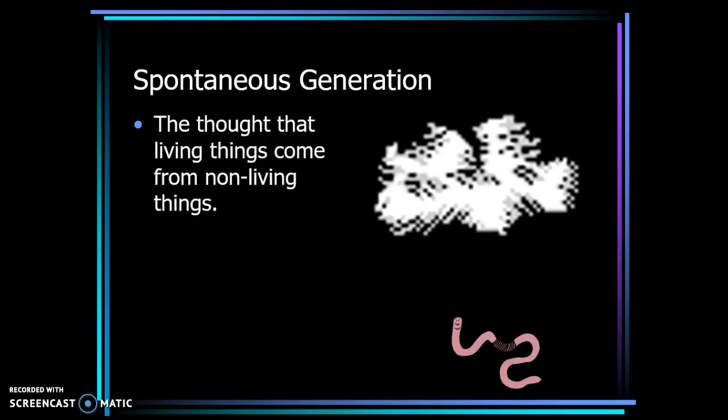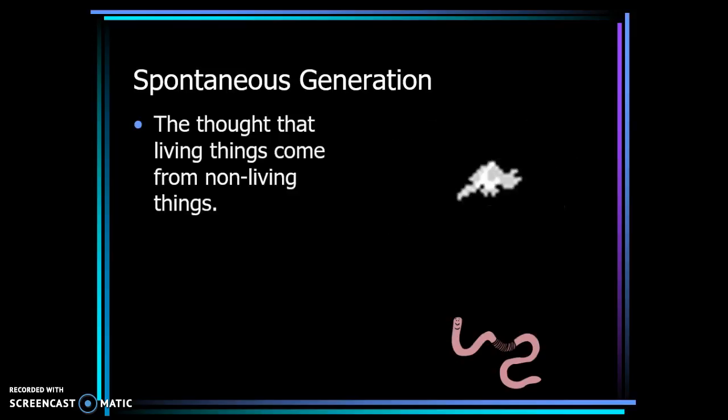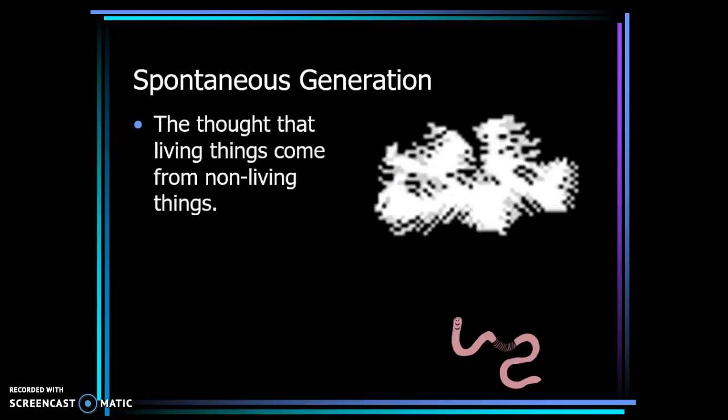So spontaneous, let's break down that term. Spontaneous generation: spontaneous means to happen kind of out of the blue, and generation in this case means creation. So you're the next generation in this society. You're the next creation. So spontaneous generation is creating something out of the blue. Spontaneous, something happens, random. And so spontaneous generation was this theory.